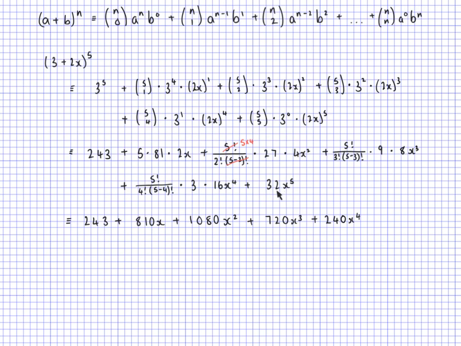And the last term I already have here, 32x to the power of 5. So plus 32x to the power of 5. So the full expansion of 3 plus 2x to the power of 5, simplified, is all here.